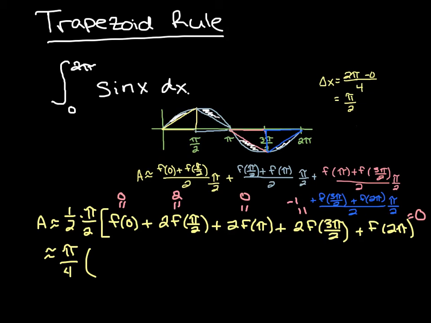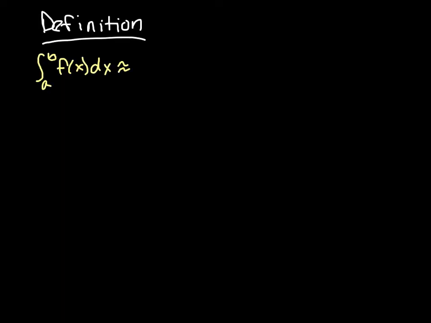Interesting. So that means inside the parentheses, we have 0 plus 2 plus 1 plus -1 plus 0, which is just 1. Okay, so the area under the curve of sine of x from 0 to 2 pi is equal to pi over 4. Alright, so that was the example of the trapezoid rule.